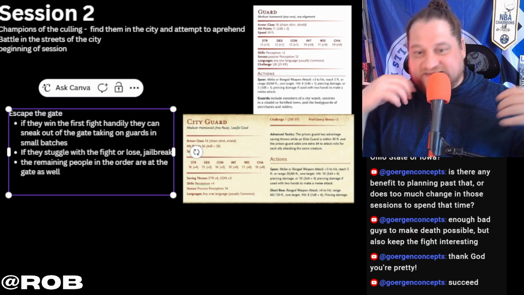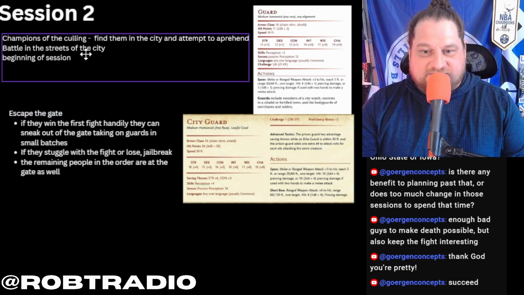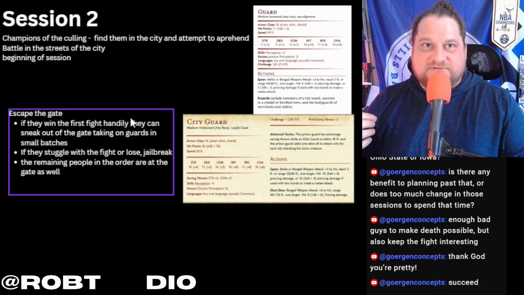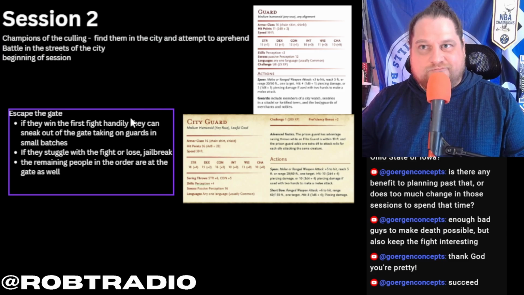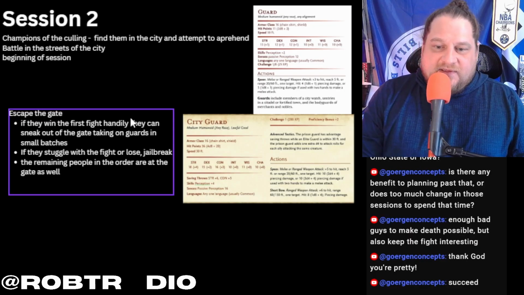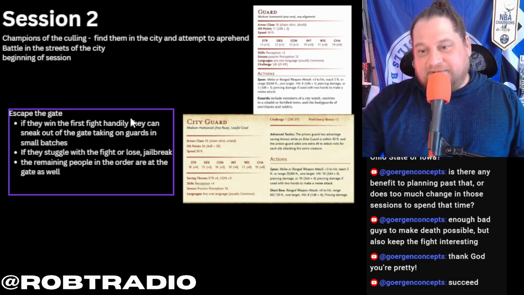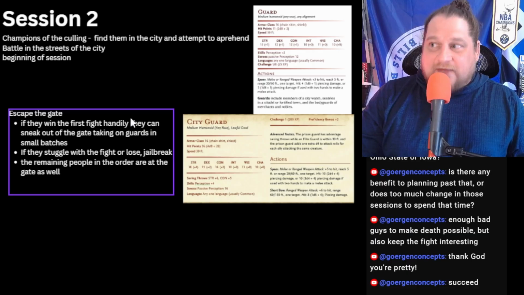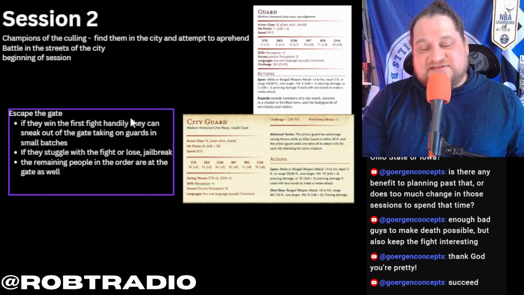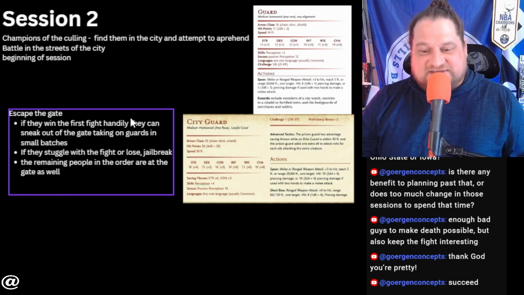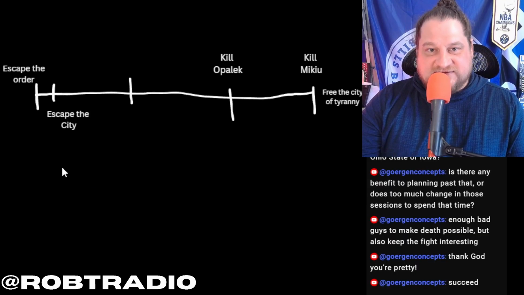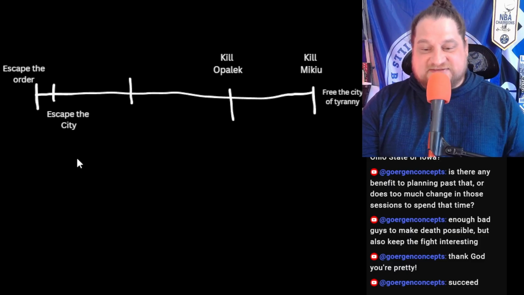There's lots of ways that you could have their order come in and try to help without having it seem fake or something like that. And so that would be my weak plan for session 2. I wouldn't spend too much time on it because you have to see how session 1 goes first before session 2. So session 1 is escape the hall, escape the order. Session 2 is escape the city.